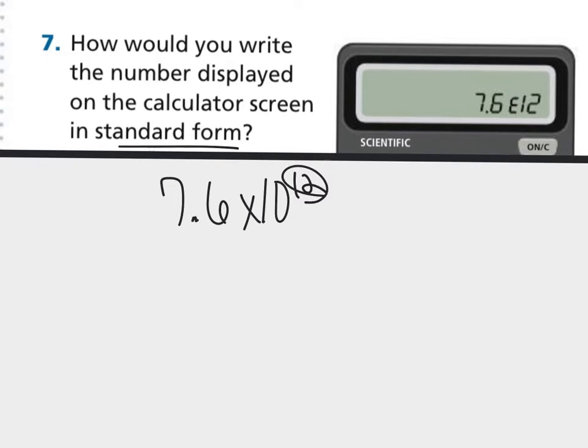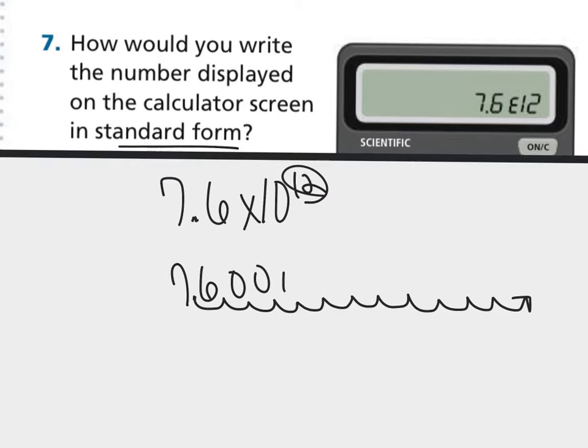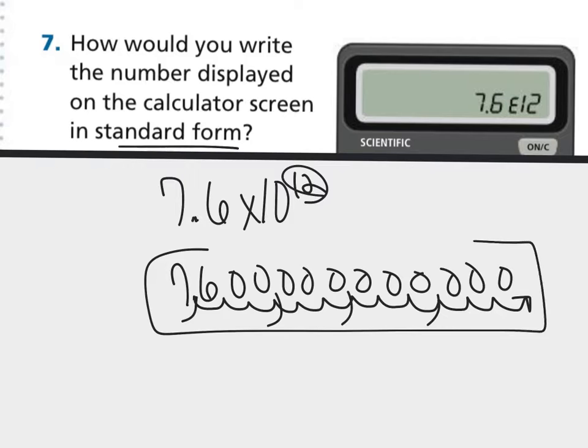So positive 12 here, we're going to move our decimal 12 places to the right. 1, 2, 3, 4, 5, 6, 7, 8, 9, 10, 11, 12. Or you can just think I'm going to move past the 6. That's one spot, and then I need 11 more zeros after that, however you want to do that. And then we'll have several commas in here. And that would be our answer.